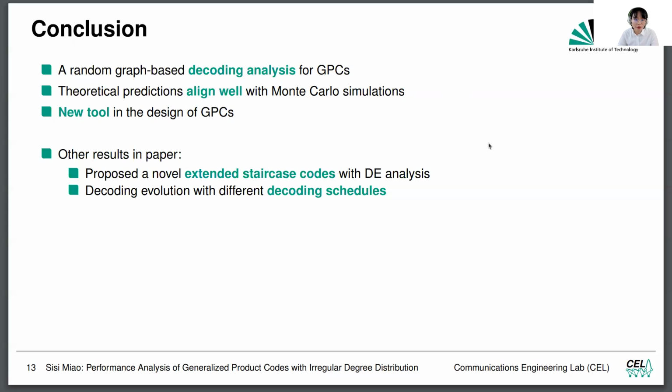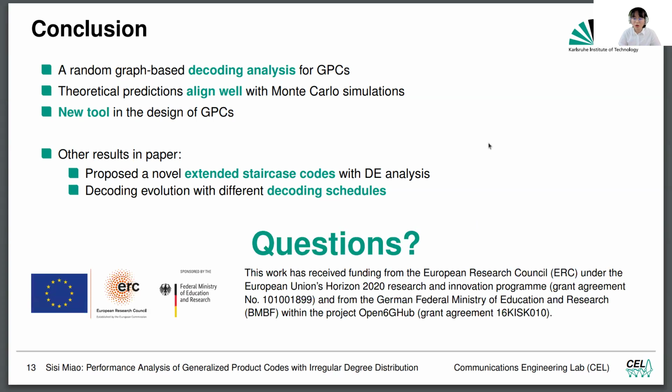And we also have other results in the paper. For example, we proposed novel extended staircase codes. Then we look at the impact of different degree distributions using decoding evolution. And we also look at different decoding schedules, which are quite important for generalized product codes, because we don't actually use a flooding schedule. For example, in product codes, you are always decoding rows and columns alternately, so we're not decoding them at the same time, which means the decoding schedule is also quite important. And then this would be all of my presentation.